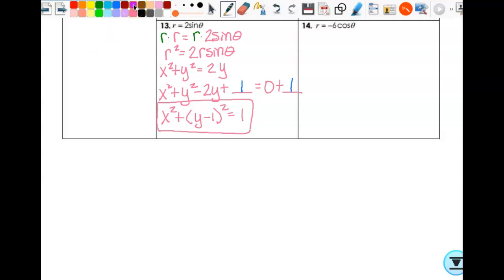So same thing, I'm going to have to start off by multiplying both sides by r. I'll skip this step right here, but again, I just want to make sure you knew what was happening here. So this will give me r squared equals negative 6 r cosine theta. So r squared is x squared plus y squared equals negative 6x.